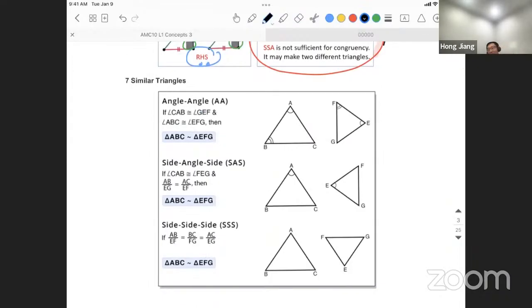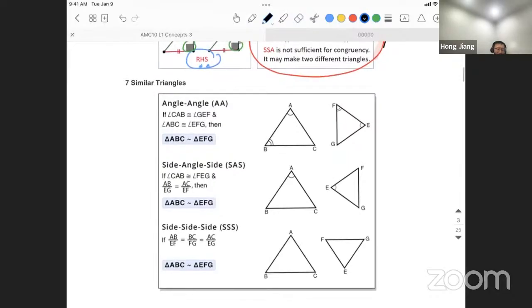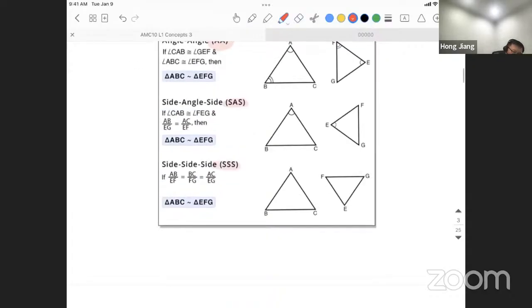Similarity is actually more casual compared to congruency, right? So how do we say two triangles are similar to each other? As long as you have two angles that are the same, because the total sum is 180, the third one will automatically be the same. Or two sides that are proportional to each other, while the included angles are the same. Or you have three sides proportional.